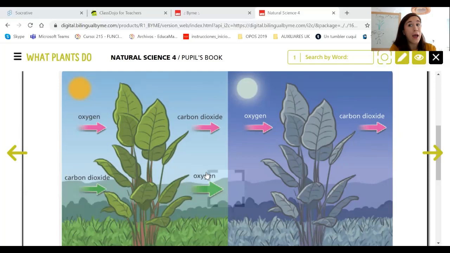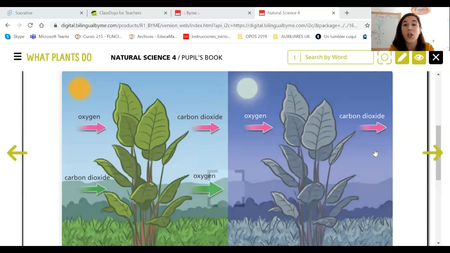But during the day, the plant does the photosynthesis and the respiration. And in the respiration, it absorbs oxygen and expels carbon dioxide. But what about the night? During the night, the plant doesn't do the photosynthesis because there is no sun, so it doesn't have solar energy. So during the night, the plant only does the respiration. That means that it, again, absorbs oxygen and expels carbon dioxide.